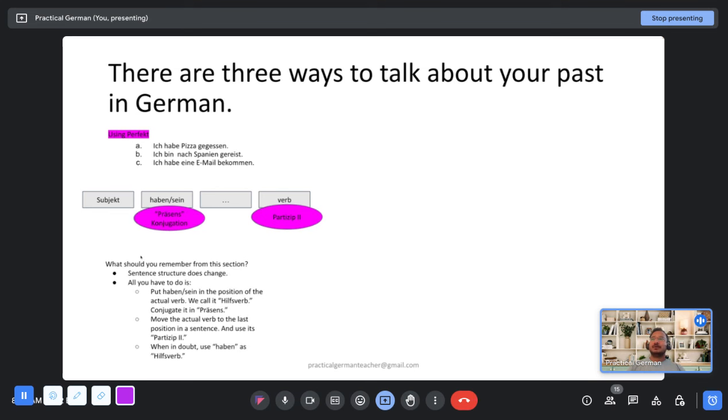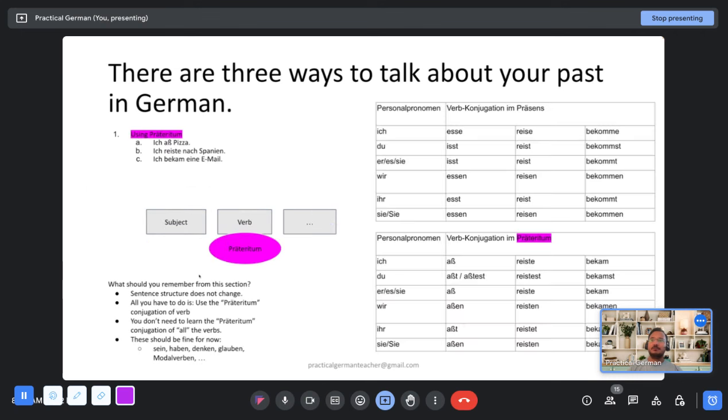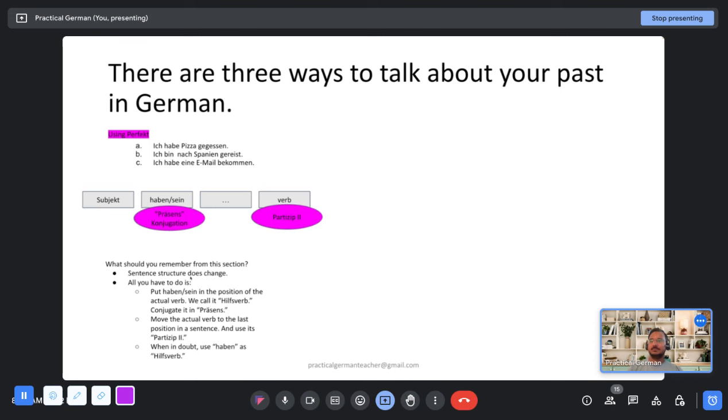So what you have to remember from this section, first of all, is that sentence structure does change. For Präteritum, if I go back, the structure does not change. Here it does change. So what you have to do is put haben or sein in the position of the actual verb, at the second position. We call it Hilfsverben or Hilfsverb. You have to conjugate it in present tense. Move the actual verb to the very last position. When I say last, I mean before the full stop, and use its Partizip II.